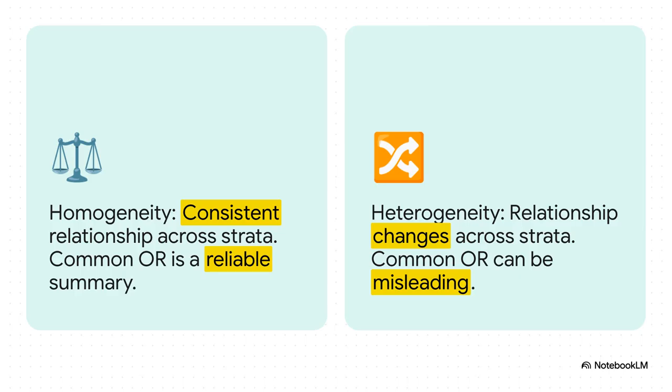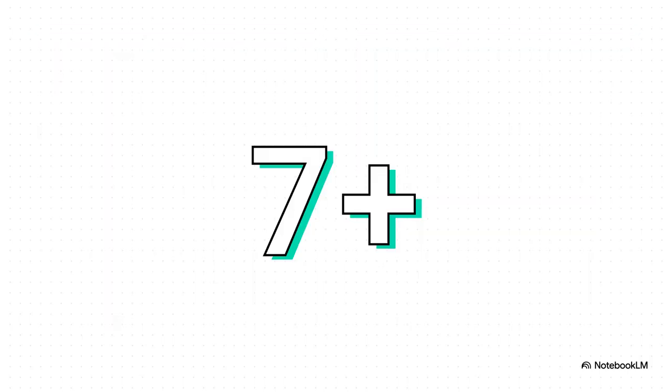But if you have heterogeneity, like we do in our Titanic example, it means the strength or even the direction of that relationship changes across your strata. That stratifying variable is what we call an effect modifier, and just using a single common odds ratio would actually be misleading. And just think about what it takes to get to that insight. To figure out if you have heterogeneity, you normally have to run a whole battery of specific tests. This package just handles it. We're talking more than 7 critical statistical outputs, all calculated and summarized in that one single command.